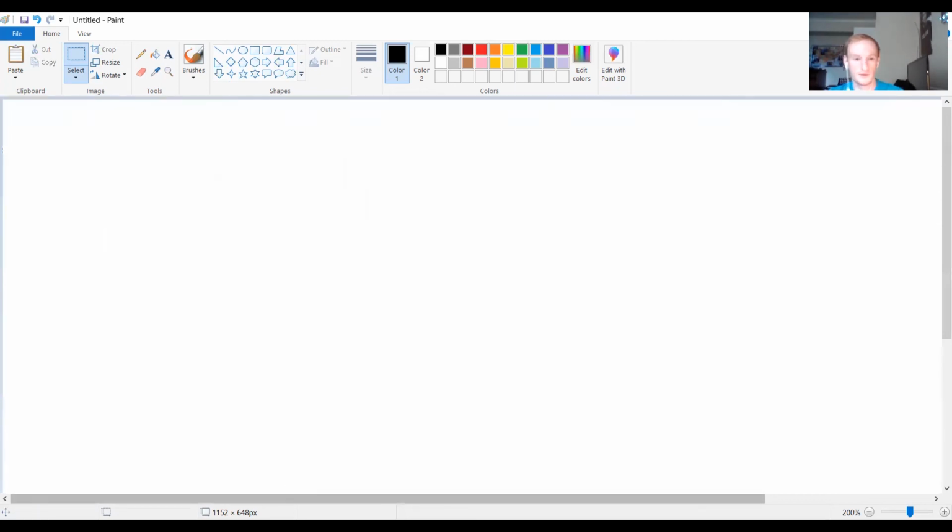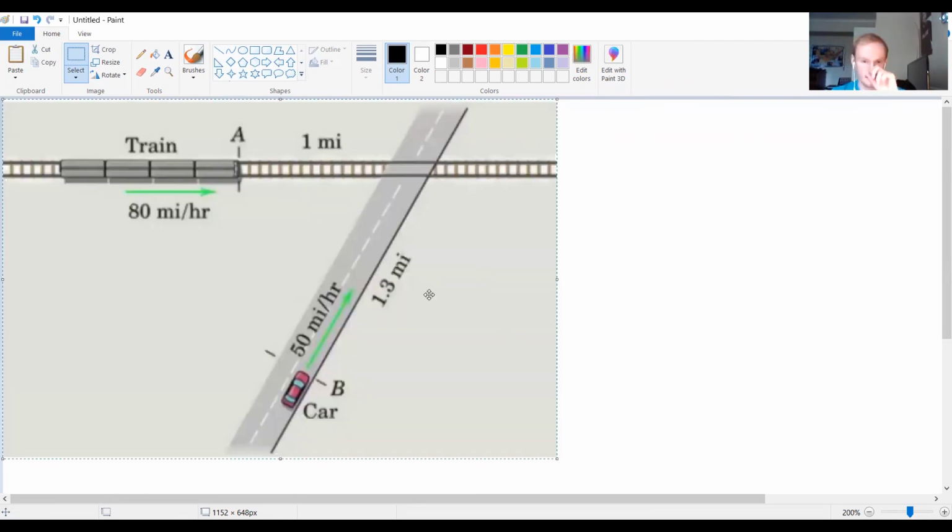All right. So what we're going to actually do is just take this diagram right here, pop it in here. All right, so we have the train at point A, 1 mile away from the intersection, with this car B at 1.3 miles away from the intersection. So we know both distances. That's important to know. So what we don't know, and what the problem asks for, is the time t for the first one.